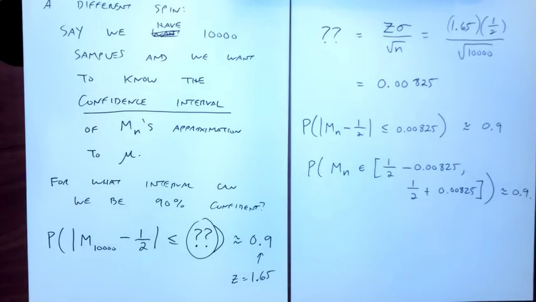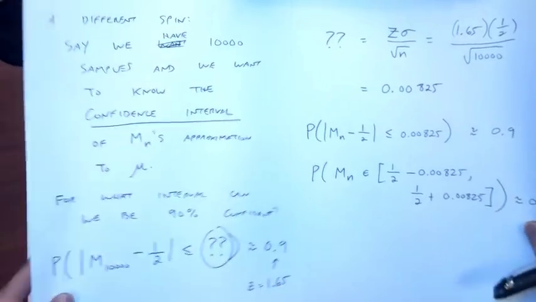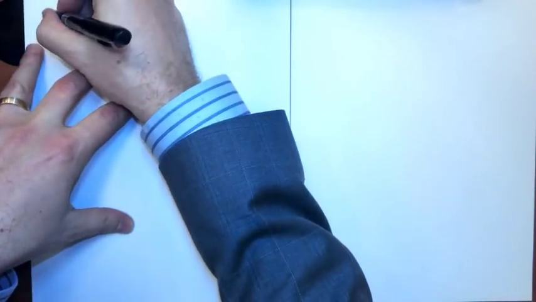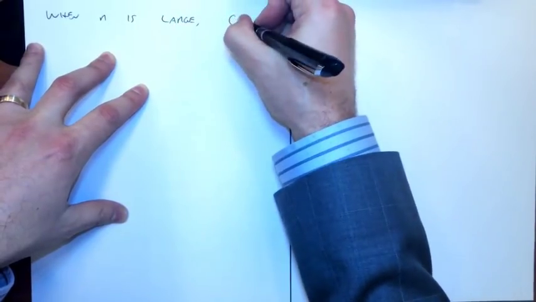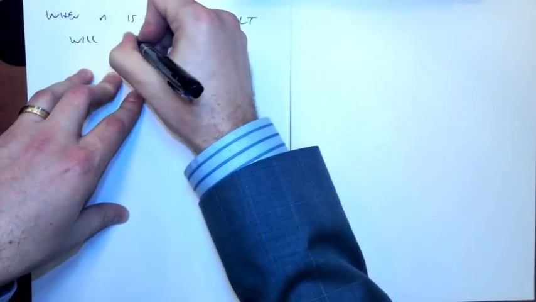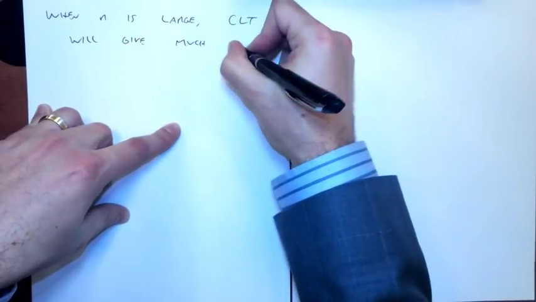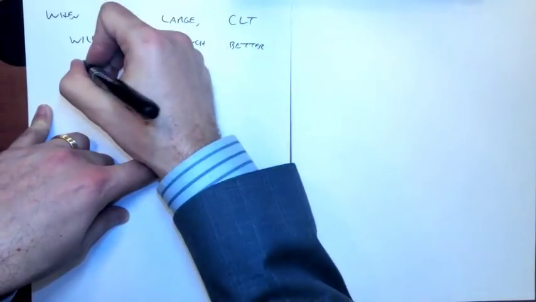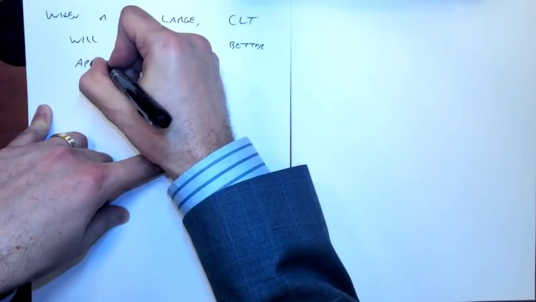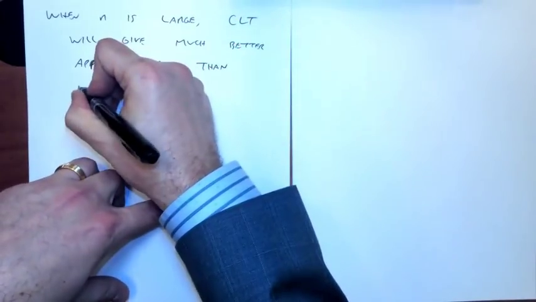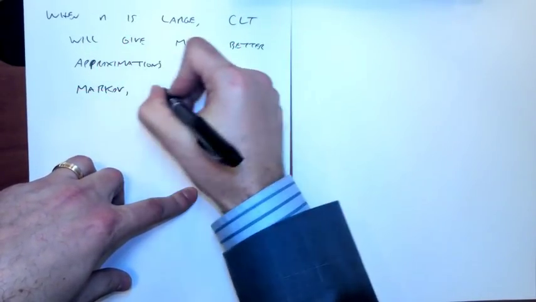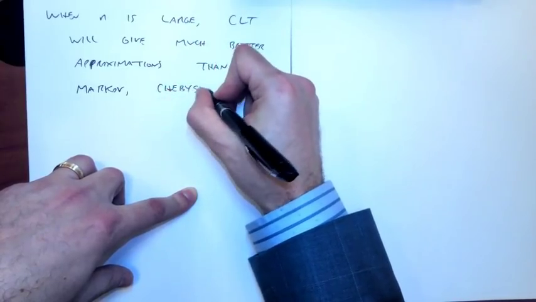So, questions about this? Okay, let me do a more minionish example referring to the homework. The nice thing about this is that when n is big, the central limit theorem will give much better approximations of probability than any of these things that we talked about so far, like Markov, Chebyshev, etc.